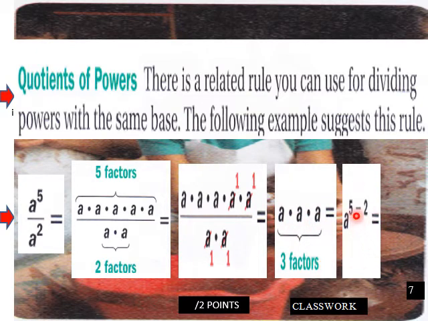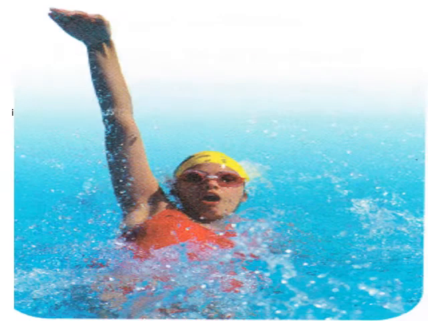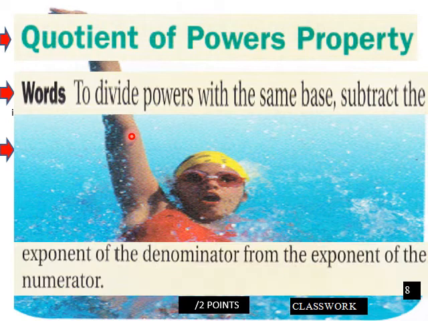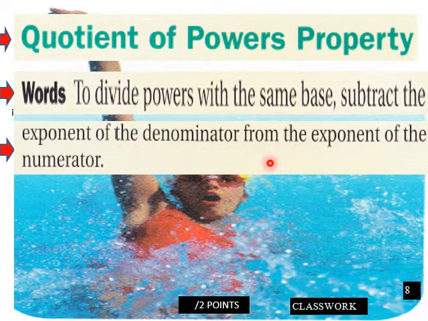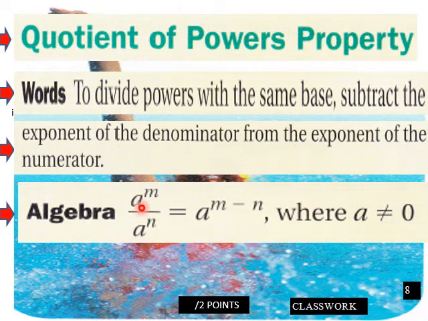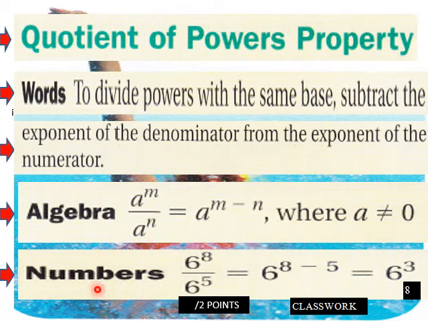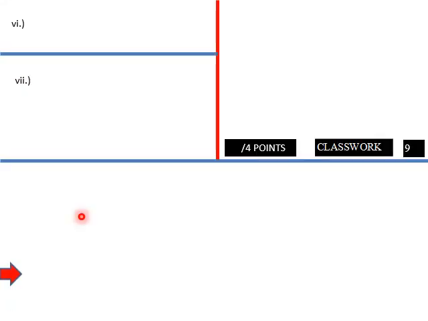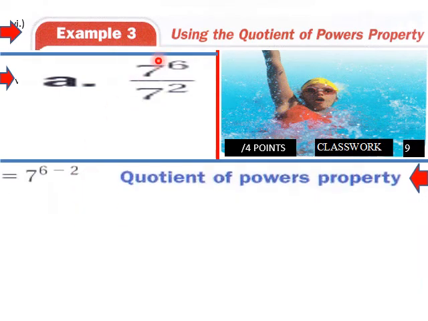So that would be a to the 5 minus 2, would it not? This is the same amount of a's that you have left in your numerator, a to the 5 minus 2, which equals a cubed. And this is the general idea of the quotient property of powers. So to divide powers of the same base, subtract the exponent of the denominator from the exponent of the numerator. So this is a to the m minus n, where a cannot equal 0, of course. So for numbers, 6 to the 8 minus 5, so this would be 6 cubed here, just using your quotient property.